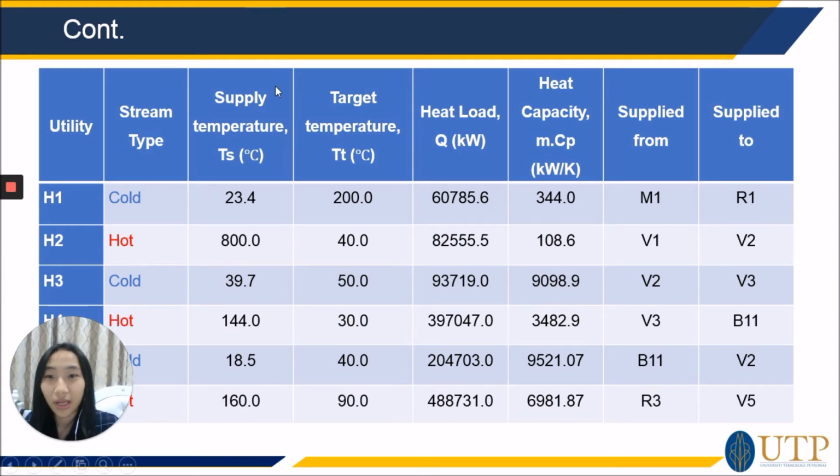From Aspen Plus, we got the supply and target temperatures and also the heat load. We managed to calculate the CP based on the formula Q equals CP delta T. And here are the data that will be used for the heat design later on.